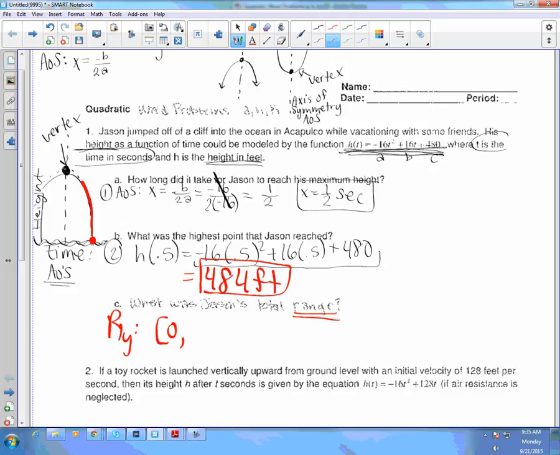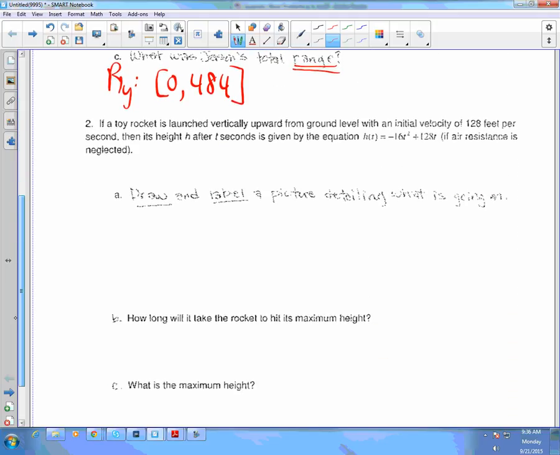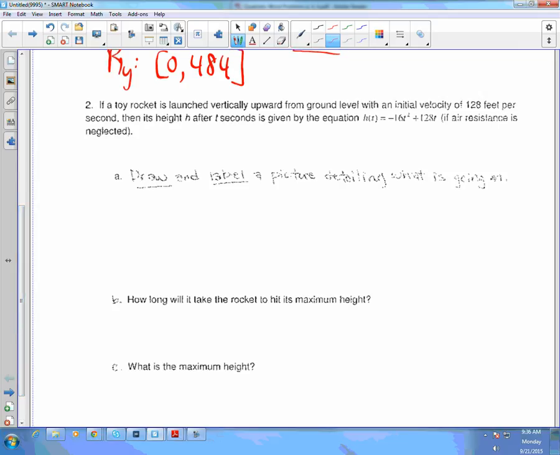And then the highest point he hits, what's the highest point? 484. Bracket. Okay, so I'm going to do all of these problems. Let's start the second one. I don't know if we'll get all the way through, but each time you should draw a picture. Draw a table and picture.